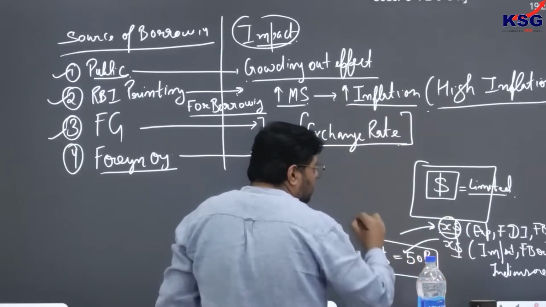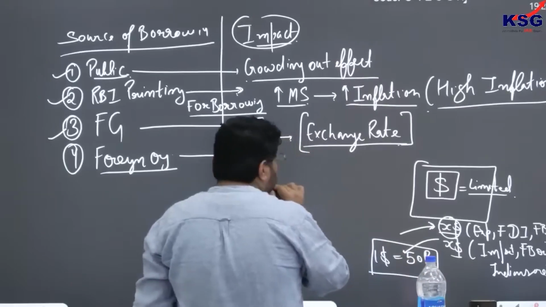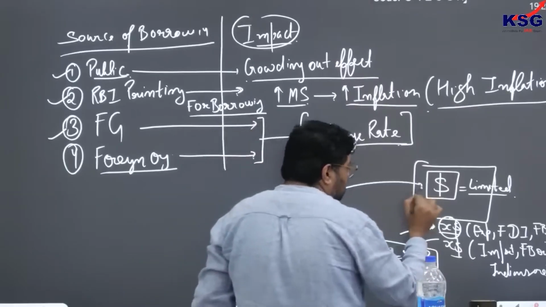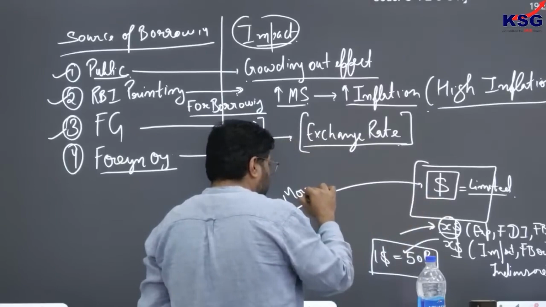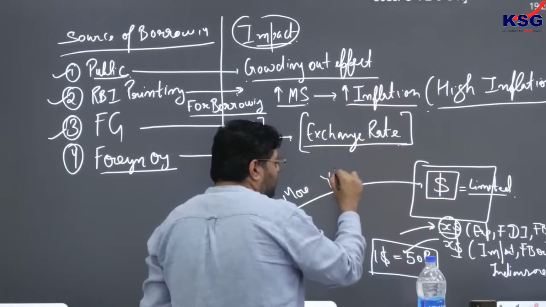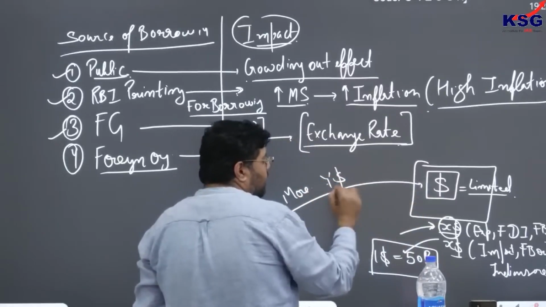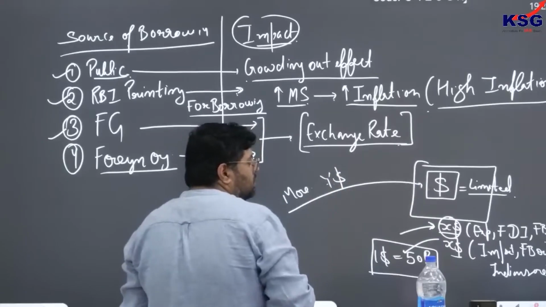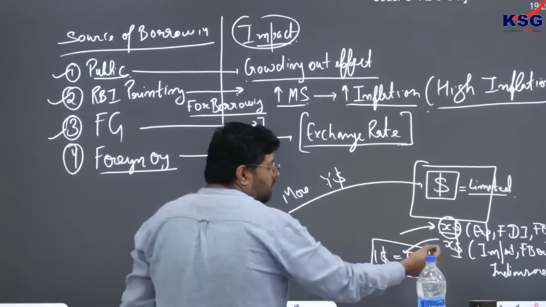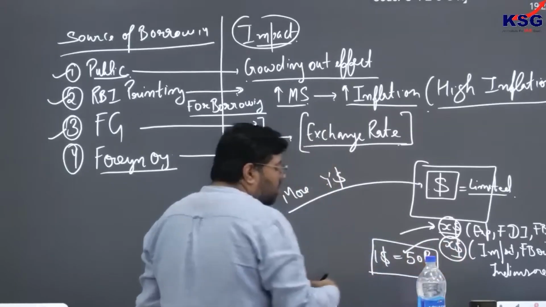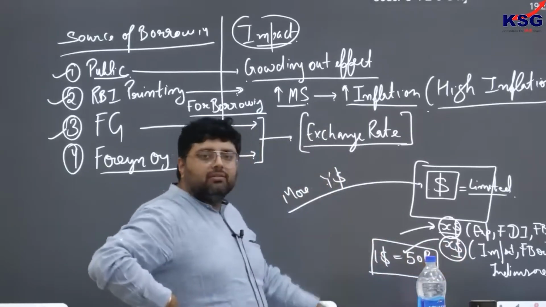Now suddenly the Government of India adds more dollars, for example, Y dollars. So X plus Y is the new supply of dollars. But assume that the dollars going outside are X only.